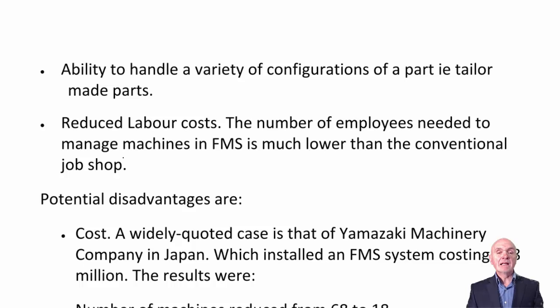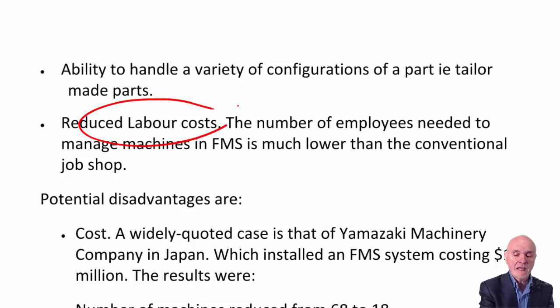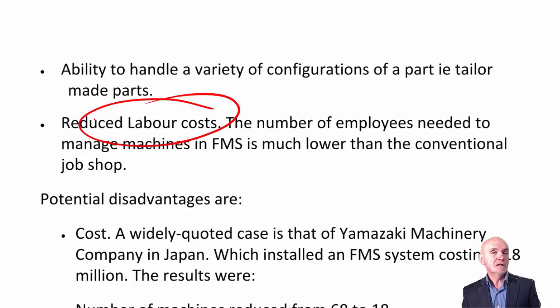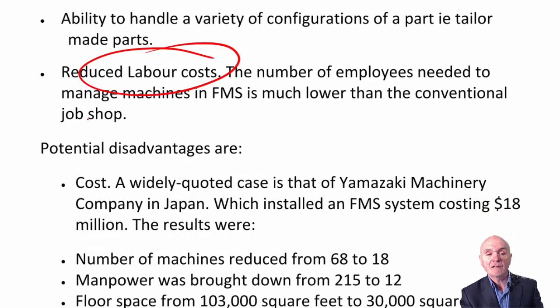The ability to handle a variety of configurations to make tailor-made products to order basically reduced labor costs because of increasing automation. Flexible manufacturing with computer numerical control, these automated trolleys going around the place, greatly reduces the labor costs here and the number of employees who need to be employed looking after machines and simply shifting stuff around the factory.